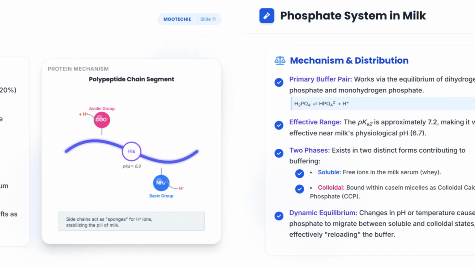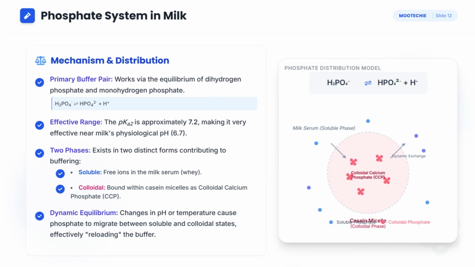Next, we have the phosphate system in milk. Its primary buffer pair works via the equilibrium between dihydrogen phosphate and monohydrogen phosphate. The reaction is H2PO4- in equilibrium with HPO4 2- plus H+. Its effective range is great for milk because the pKa2 is approximately 7.2, making it very effective near milk's physiological pH of 6.7.